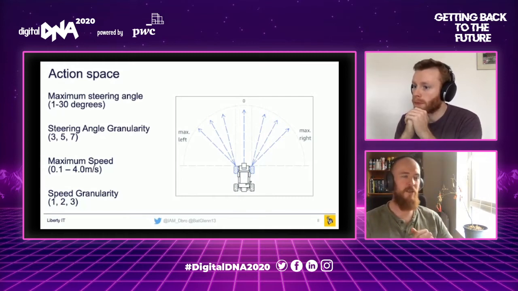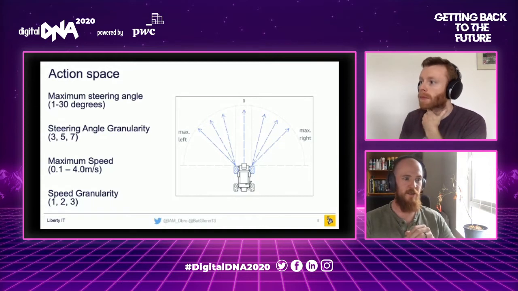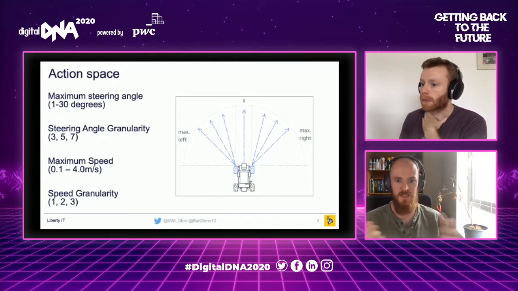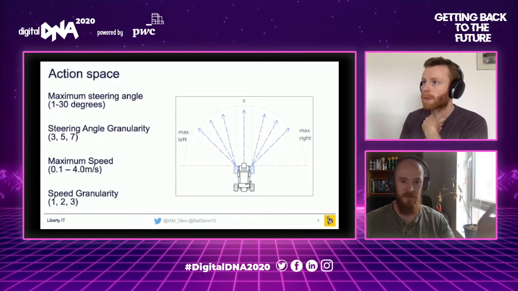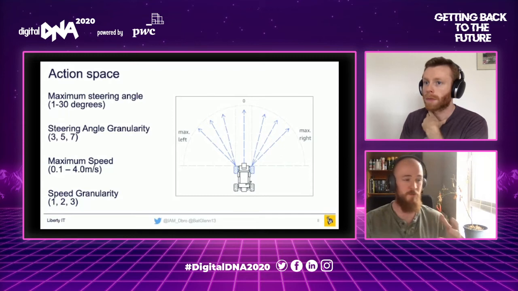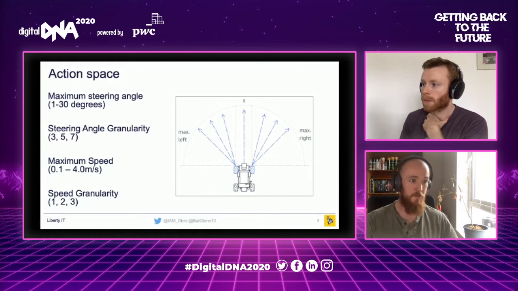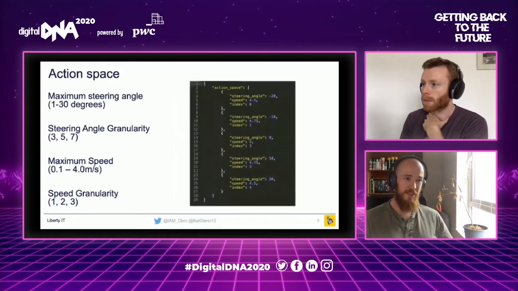So the action space is basically all the different decisions that the car can make when it comes across any situation. So you can see we had a few things there like steering angle granularity, which, as the name would suggest, is how many different types of turning it can do. If it can do slight turns and heavy turns, or just a medium turn. Maximum speed. So they've tried to keep this as close to what the actual speed would be with the physical car. And speed granularity, which you could sort of look at as the number of gears that the car has. And what this actually translates to is just a JSON array of each of these different things.